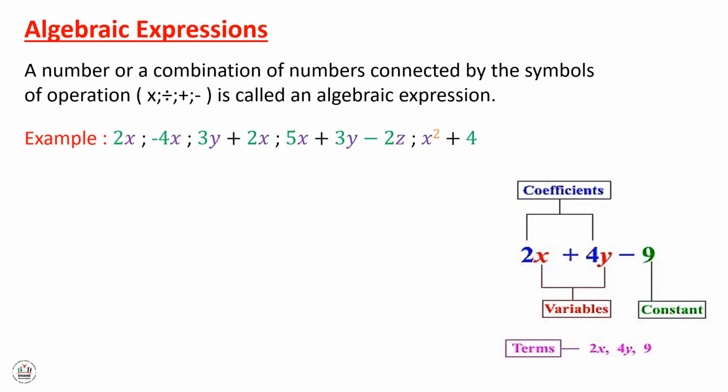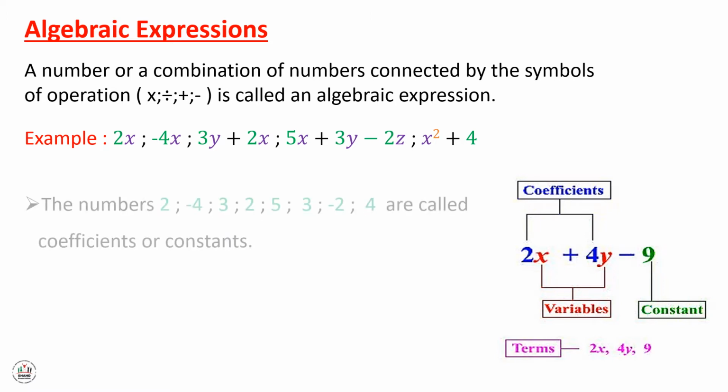Here we have more examples, like 2x. Here we have one operation, which is multiplication, so we don't have a combination here. Minus 4x, 3y plus 2x, here we have two operations, addition and multiplication. 5x plus 3y minus 2z, we have three operations, addition, subtraction, and multiplication. And finally, we have x squared plus 4.